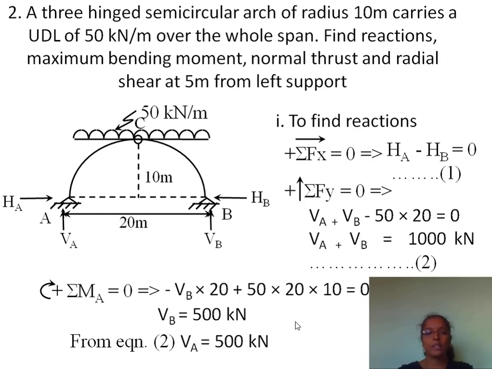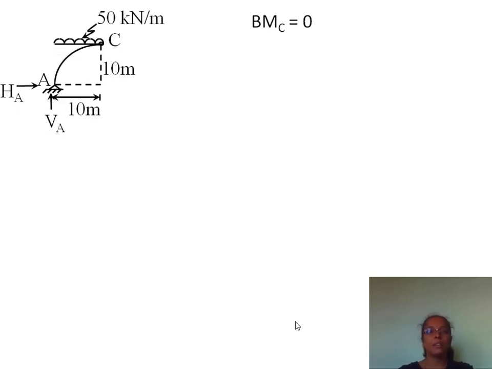Okay. So next we'll calculate the horizontal thrust. To calculate horizontal thrust, the additional equation is bending moment at C is equal to 0. Bending moment means either you can consider the left part or the right part. In this we will consider the left part, because in the last case we considered the right part. The given problem is symmetrical, so whether you consider left or right, it will give the same result.